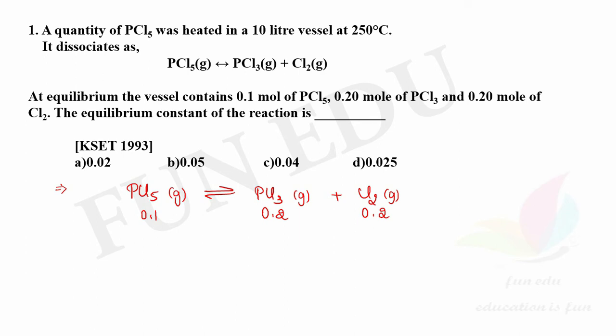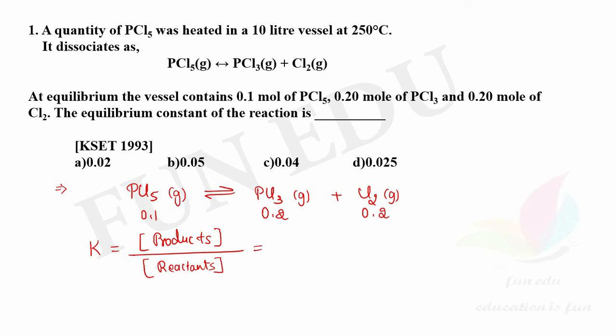Now, we know that the equilibrium constant K is given as concentration of products divided by concentration of the reactants, correct? So it means the equilibrium constant is the ratio of concentration of products divided by concentration of the reactants that are present in the given particular reaction.